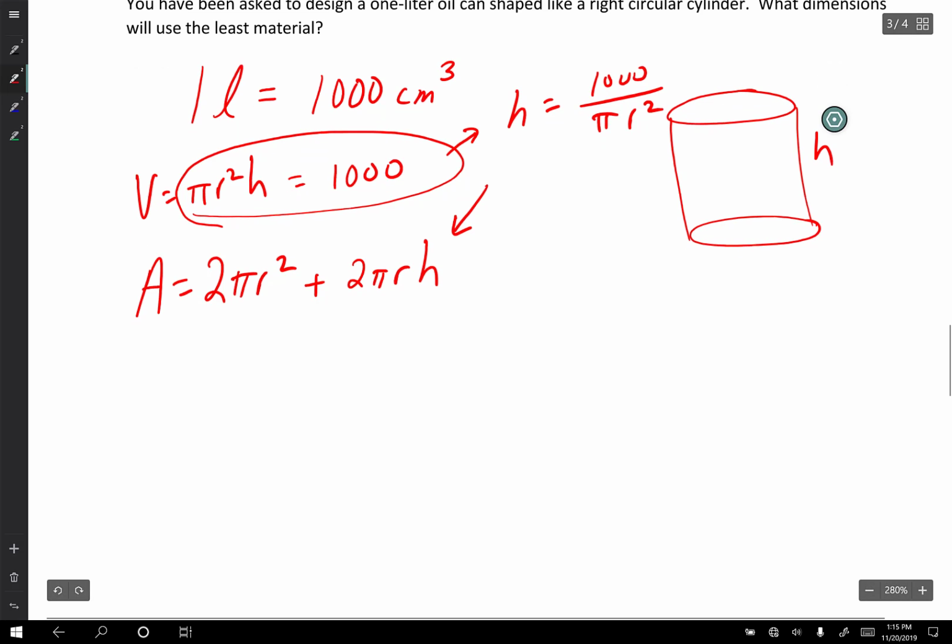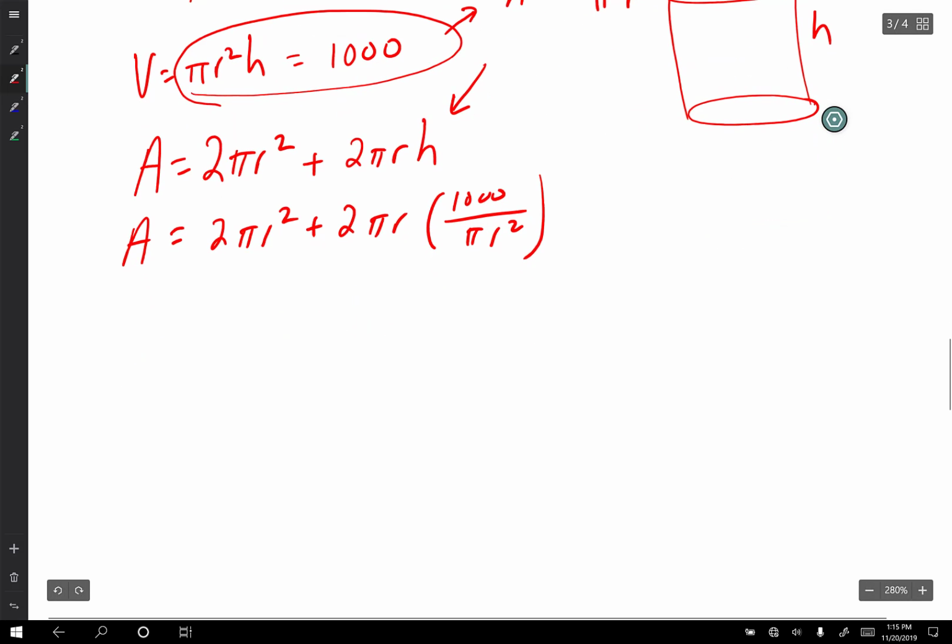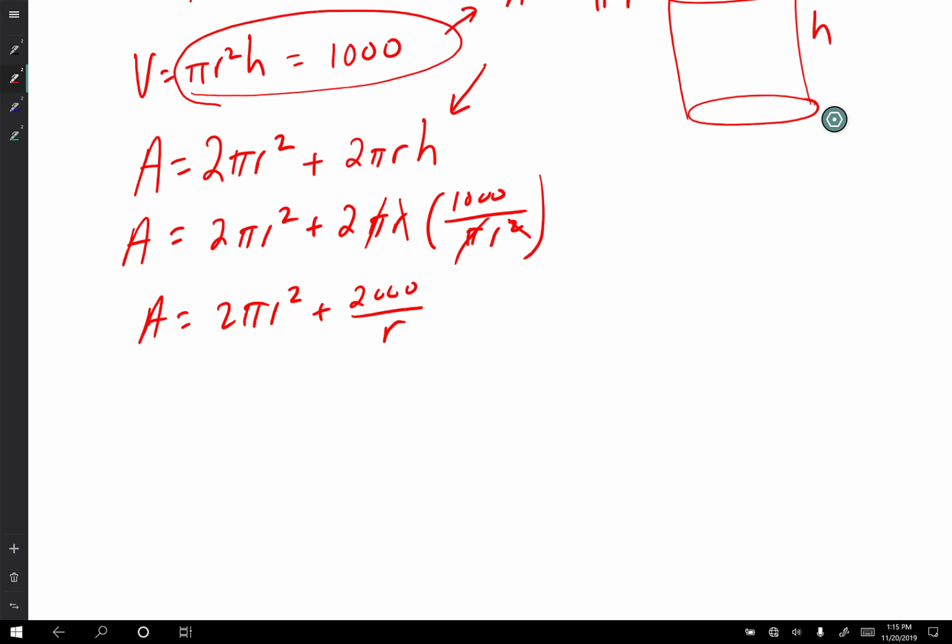All right, I'm going to substitute it. So here we go. Area equals 2 pi r squared plus 2 pi r times (1,000 over pi r squared). I'm going to simplify it. I'm going to do as much as I can without a calculator, and then we'll bring in the big gun when we need to. Pi's cancel out. The r's cancel out. 2 times 1,000 is 2,000. So I'm going to rewrite this as 2 pi r squared plus 2,000 over r. I'm going to bring that r up so I can take a derivative in a little bit. So 2 pi r squared plus 2,000 r to the negative 1.